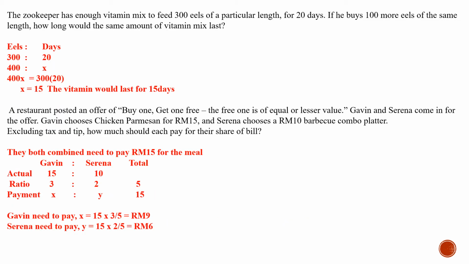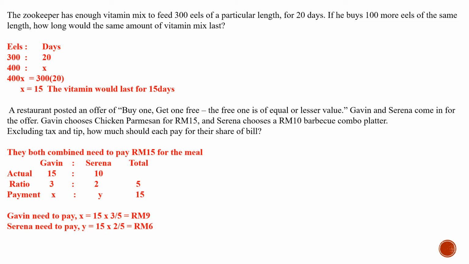All right, the zookeeper has enough mix for 300 eels for 20 days. If he buys 100 more eels, so that's 400. This is inverse proportion again. The number of eels increases, so the days the vitamin mix lasts would decrease. So you use inverse proportion. Always remember, if he buys 100 more, that means you have to add 100.